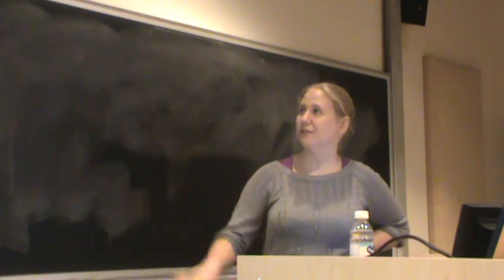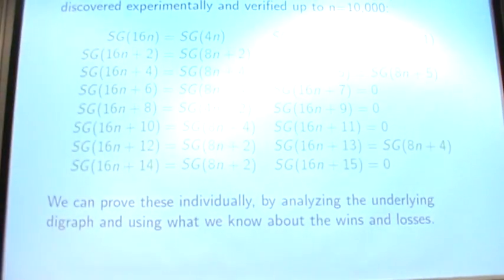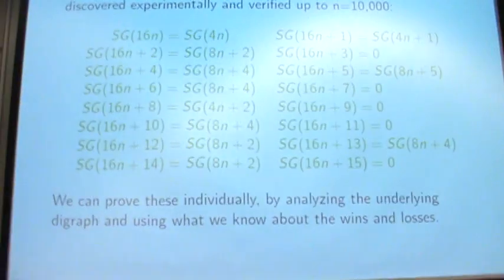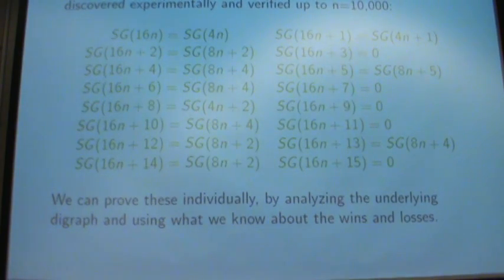I discovered actually these first two, SG of 16n equals SG of 4n, SG of 16n plus 1 equals SG of 4n plus 1, and I was curious to see if the pattern kept going, and I was really surprised to see that it did. And in fact, we can get all of the residue classes mod 16 to appear as some residue class modulo some smaller power of 2. They're not all powers of 4, right? Some are 8.